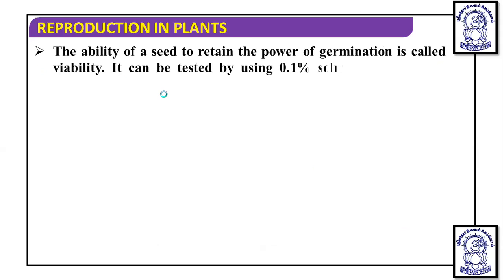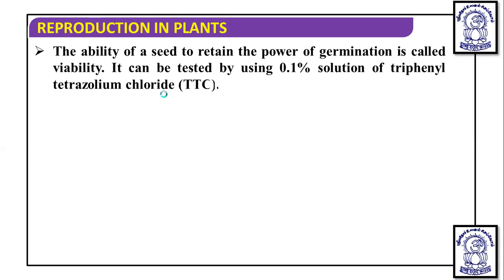And viability is the ability of a seed to retain the power of germination. It can be tested by using a 0.1% solution of triphenyl tetrazolium chloride. This triphenyl tetrazolium chloride particularly helps us to study the germination power or the viability of different seeds.